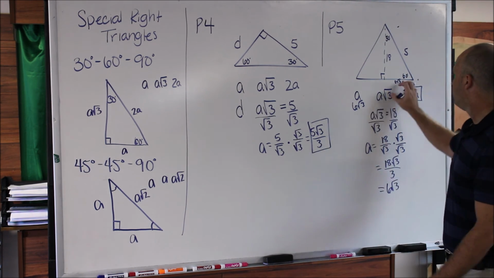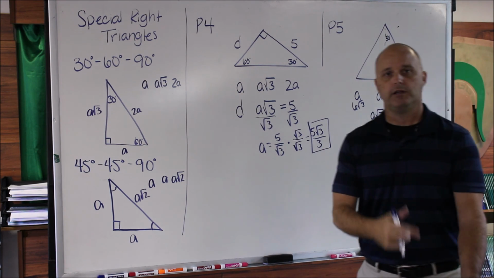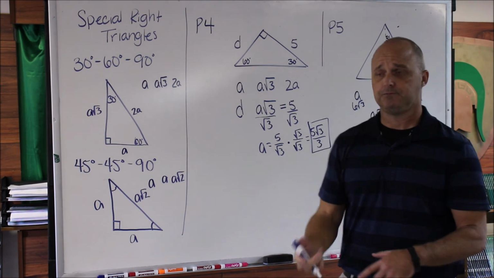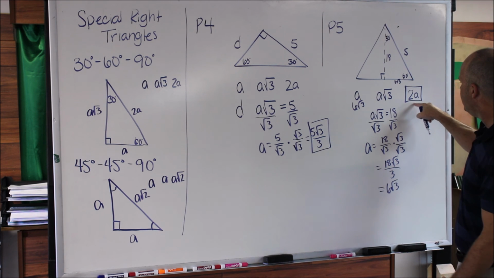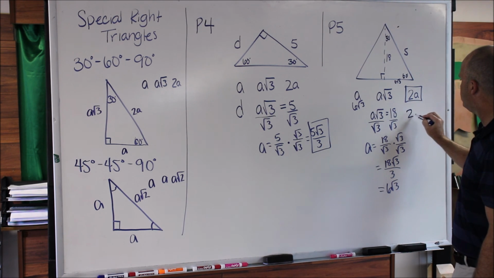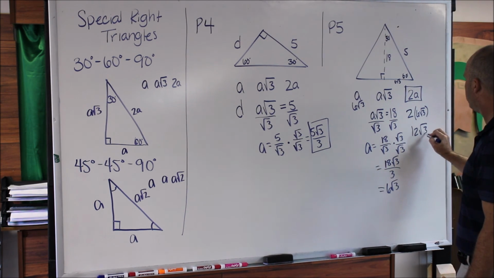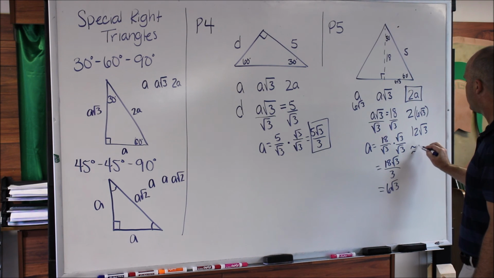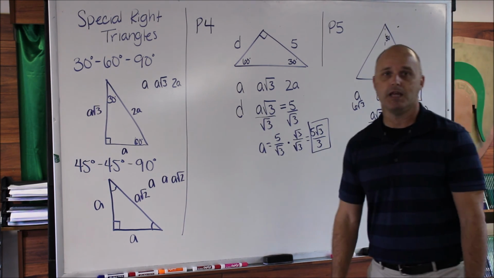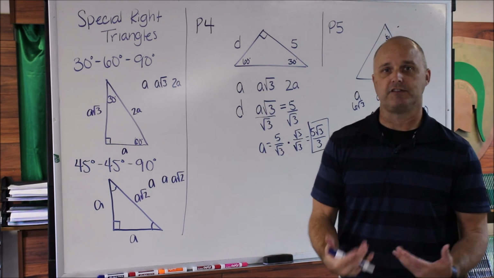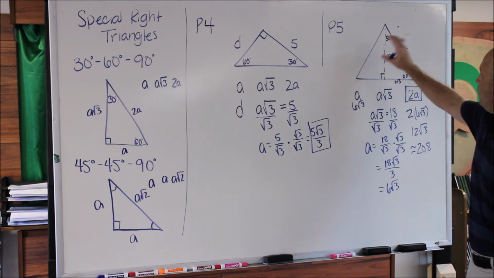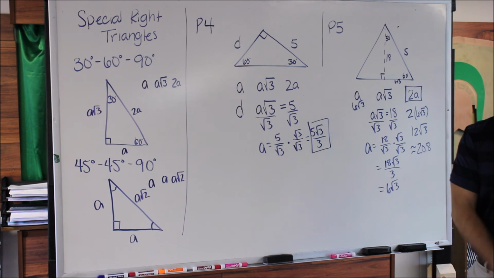But we're not looking for the side across from 30. We're looking for the side across from 90. So what that tells us is to go back up to 2A and go 2 times 6 square root of 3. So 2 times 6 is 12, square root of 3, and that's going to be approximately 20.8 millimeters in length. So that's how we're going to find the side when we're given one of the other sides or when we're given the hypotenuse.